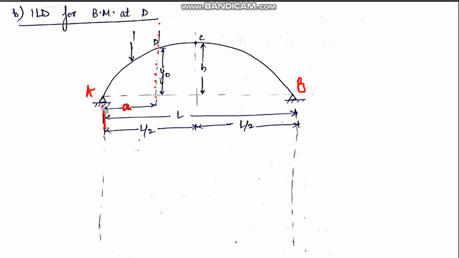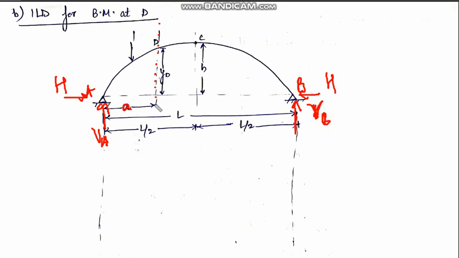Now there will be two reactions acting at A and B. One will be your vertical reaction VA and another will be your horizontal thrust capital H. At B also there will be two forces. One will be your capital H horizontal thrust and another will be your vertical reaction at B.